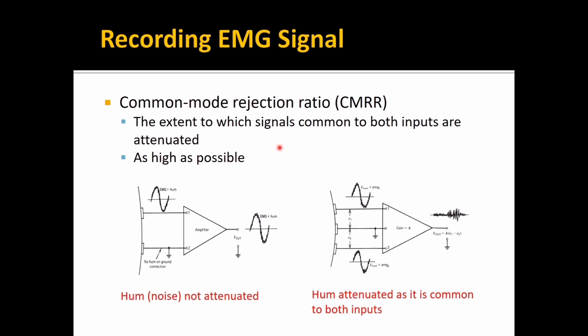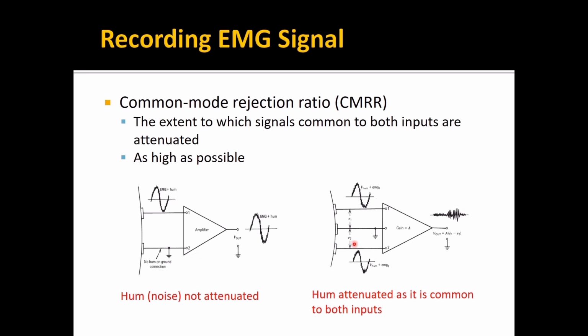Okay, there are two figures here. This is a monopolar recording, and the bipolar recording. So we have one electrode placed on the muscle and one on the neutral site, or ground. Once we collect the data from the muscle, the signal contains both EMG and hum, which is a noise. But since this is monopolar, we cannot attenuate the noise signal here.